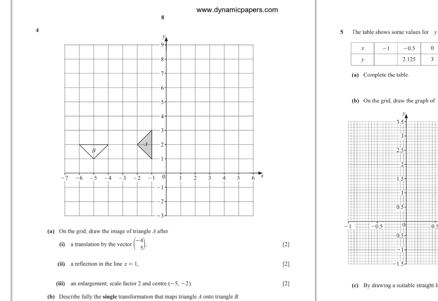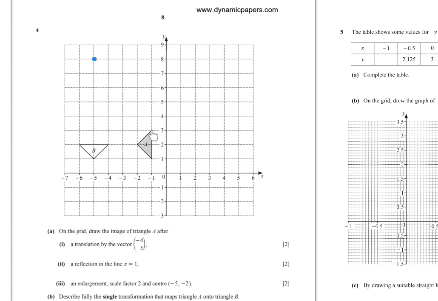Number 4. On the grid, draw the image of triangle A after a translation by the vector -4, 5. So -4, 5 means 4 to the left and 5 up for this triangle. You can start with this point, 4 to the left, so 1, 2, 3, 4, and 5 up, so 1, 2, 3, 4, 5. So this point, which is negative 5, 8, is the image for that one.